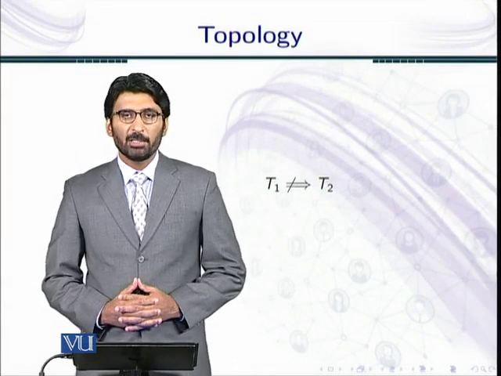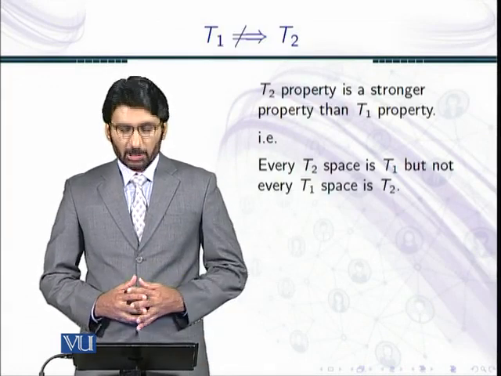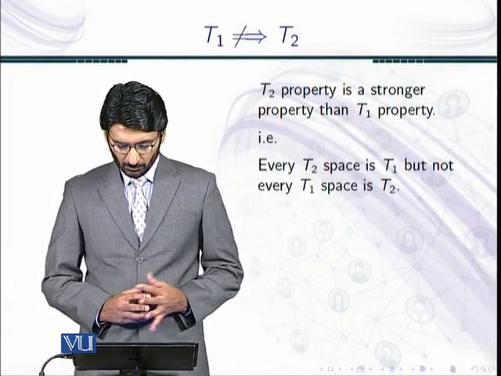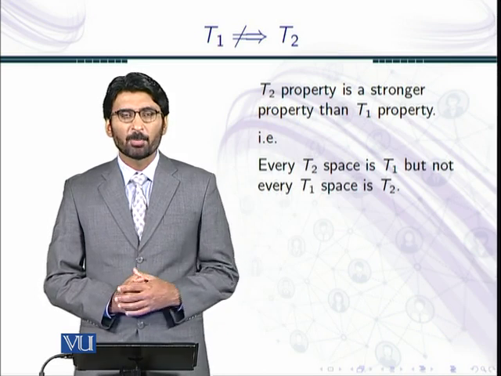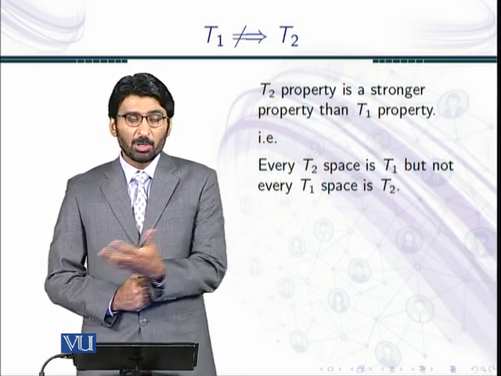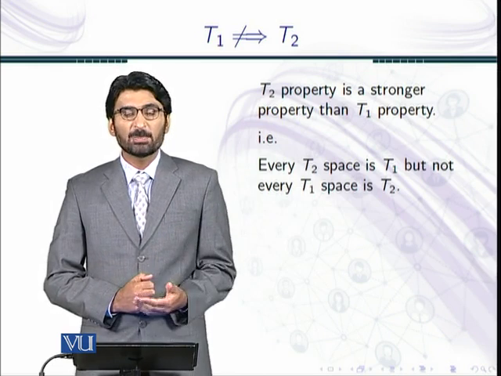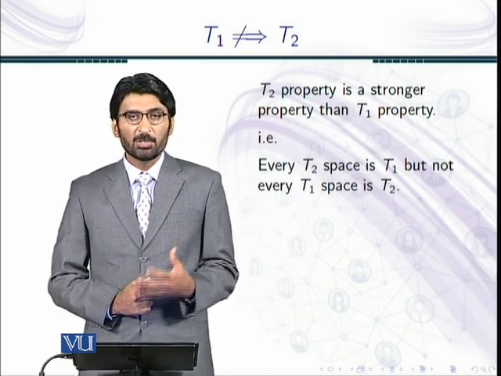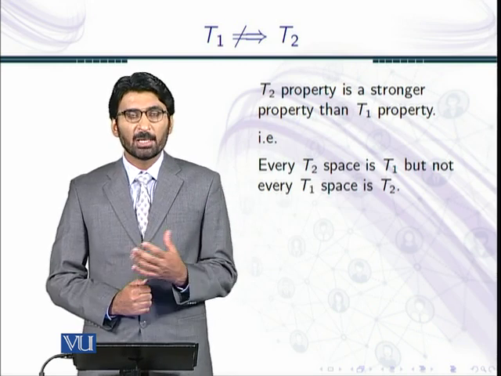T1 does not imply T2. T2 property is stronger than T1 property. यानी कि आपके पास जो T2 प्रॉपर्टी है वो स्ट्रॉन्गर प्रॉपर्टी है T1 के, मीन्स आपके पास हर T2 स्पेस T1 होती है लेकिन हर T1 स्पेस जो है वो T2 नहीं होती. फॉर दिस वन वी आर गोइंग टू स्टडी एन एग्जाम्पल.